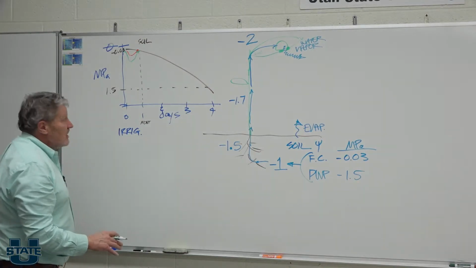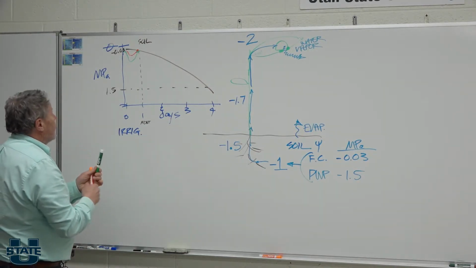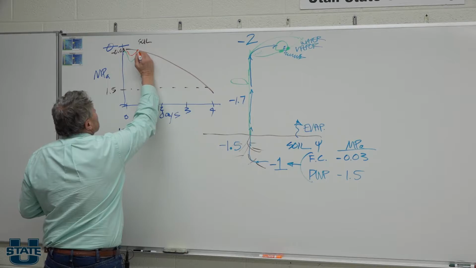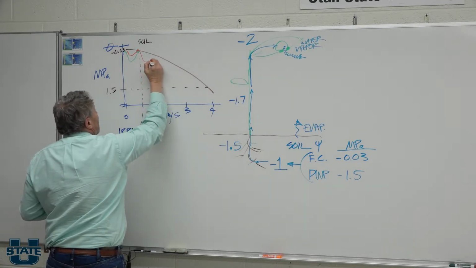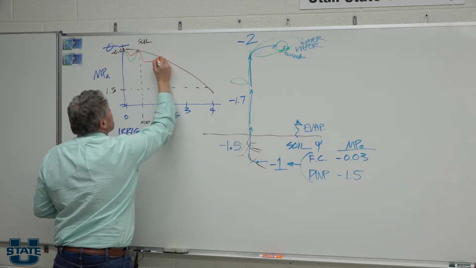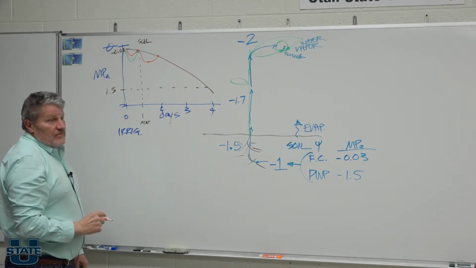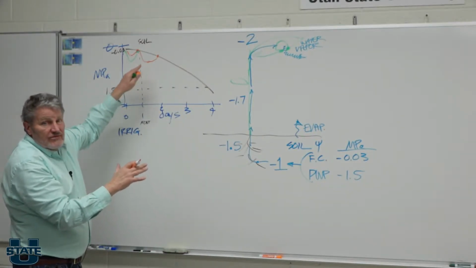What happens on the second day? The system's running out of water. Now the roots, there's two, they get more negative. And because the water's harder to get, they had to pull harder.